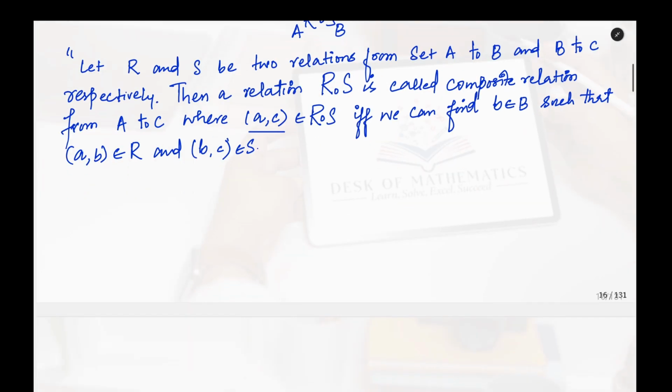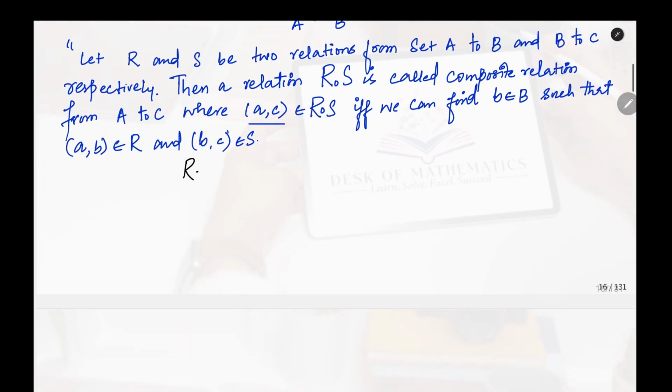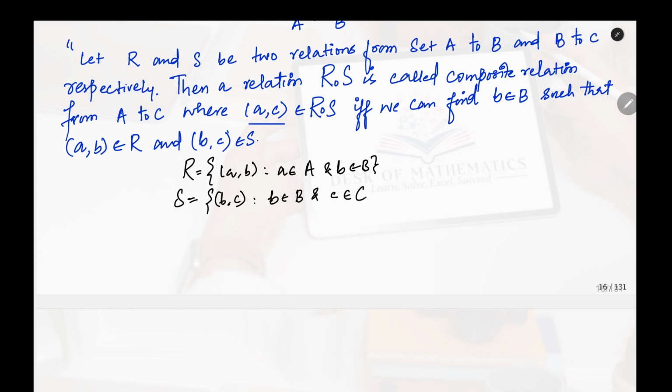So what is this R of S? In R you have (a, b), where a is from the set A and b is from the set B, and in S you have (b, c), where b is an element from B and c is an element from C. Then you can define R of S. This will be from A to C, so here we have the element (a, c), where a is from A and c is from C, but the condition is that this exists.